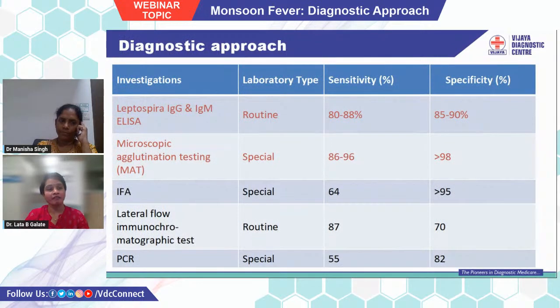So one can advise these tests for diagnosis of leptospira infection. Lateral flow immunochromatography is the rapid test available, which is 87% sensitive and 70% specific. Leptospira IgG and IgM ELISA are the best and confirmatory methods for diagnosis of leptospira, with 88% sensitivity at max and 90% specificity at max. The microscopic agglutination test is a special test and has a maximum sensitivity of 96% and specificity of more than 98%. PCR is also available, which has a specificity of 82%.